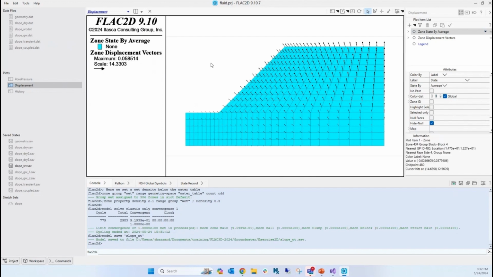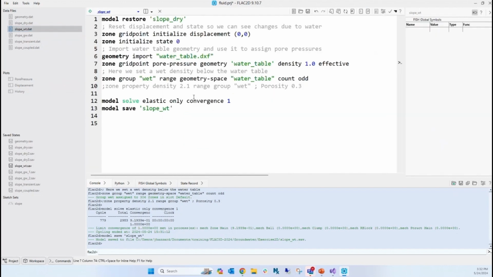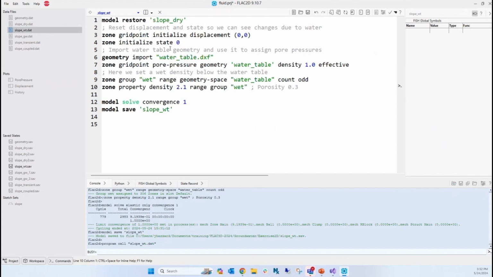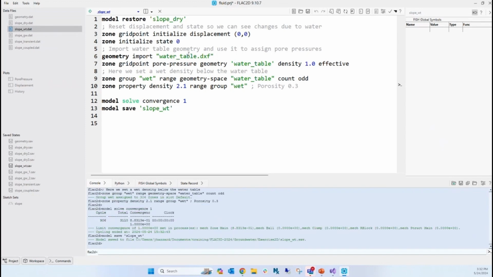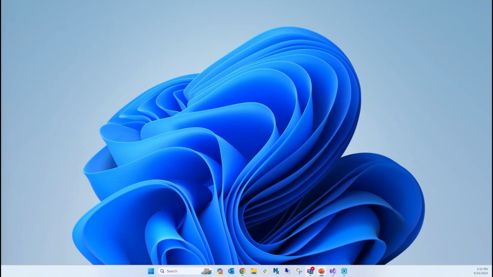So, you know what? Let me run this again, just so we have the correct save state when we come back to this. Okay. I'm going to minimize this and bring back the PowerPoint.